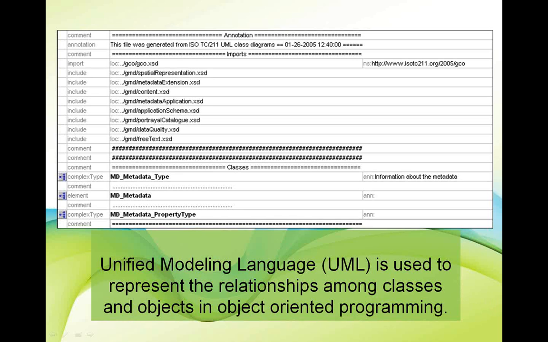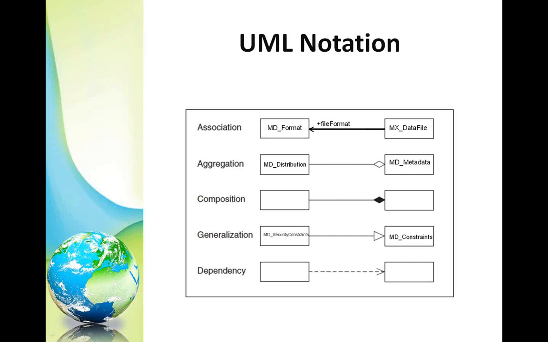The Unified Model Language, UML, is used to represent the relationships among classes and objects in object-oriented programming. This schema XSD file is built from the UML diagrams. It's just a screenshot showing that. So everything that we use to implement these standards comes from those UML diagrams and tables that are in the ISO standards.